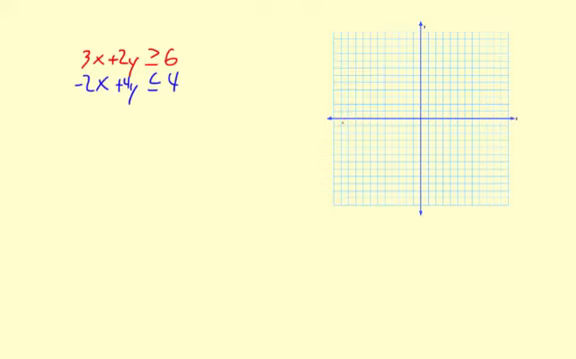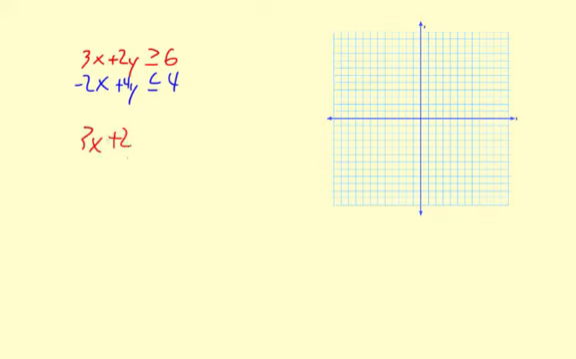So the big picture for this lesson is graphing systems of linear inequalities. Here I have a system of two linear inequalities, and I color-coded them because the first one is going to be red and the second will be blue. So let's graph the first one. Remember, to graph these, you graph the related equation and then shade.